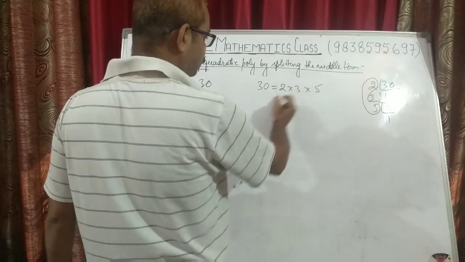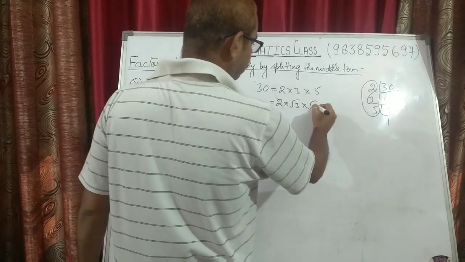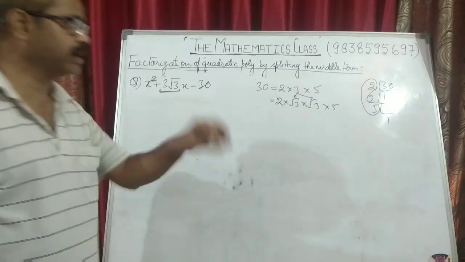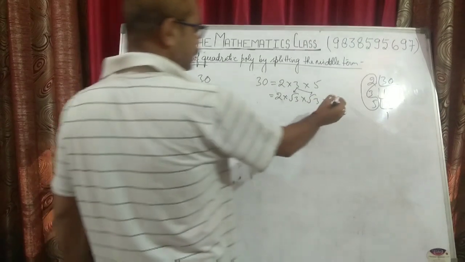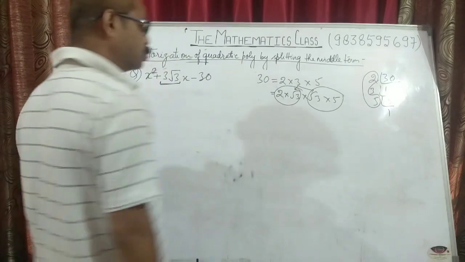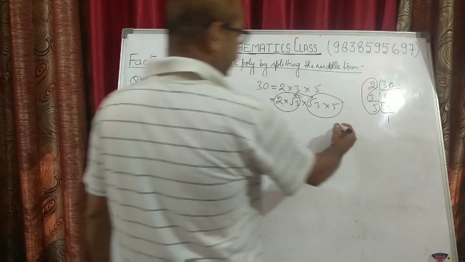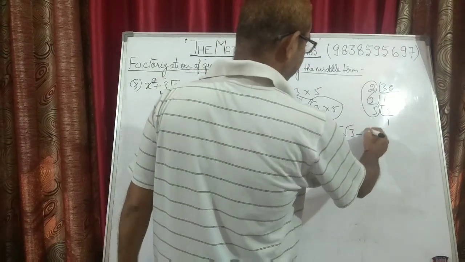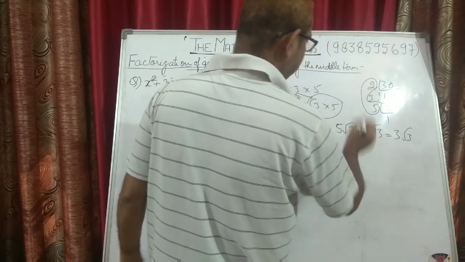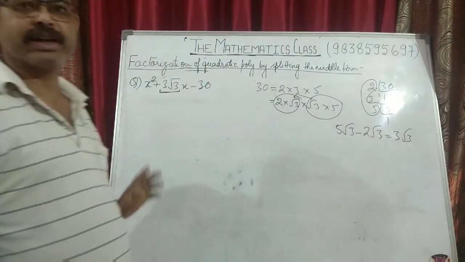So I break this 3 into root 3 into root 3, into 5. What I have done? I have broken 3 into root 3 and root 3. Now this I take together, 5 root 3, and this I take together, 2 root 3. I need 3 root 3. So 5 root 3 minus 2 root 3 will give you 3 root 3. At the same time their product will be 5 into 2 is 10, 10 into 3 is 30, and minus, so you will get minus 30.